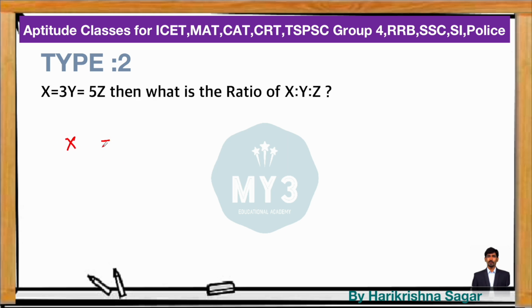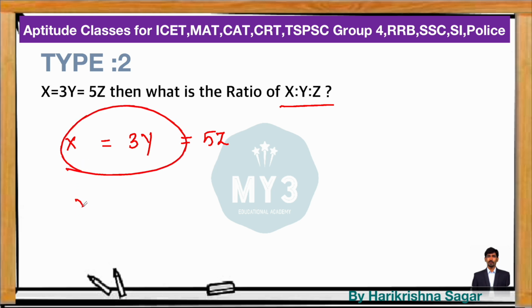x = 3y = 5z. Using this, they are asking you to find the ratio of x by z. How to get it? By using this, I write x = 3y. From this data, I can write x by y = 3 by 1. That means x is to y is equal to 3 is to 1.